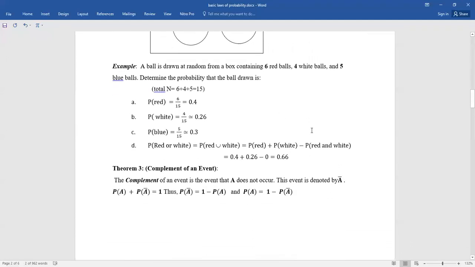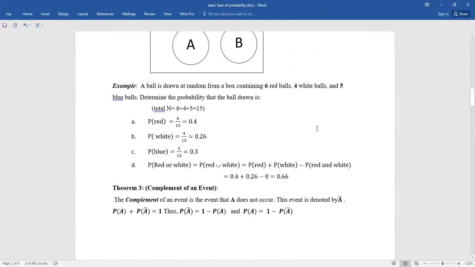There are a few balls in a box. In the box there are few balls: 6 are red balls, 4 are white balls, and 5 are blue balls. Okay, so the total number of balls is 6 plus 4 plus 5. It will be 15 balls. So one ball is drawn at random. One ball is drawn, D-R-A-W, and one ball is drawn. So find the probability the ball is a red ball.